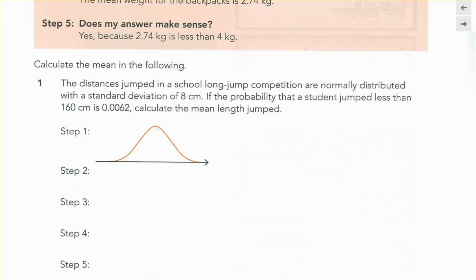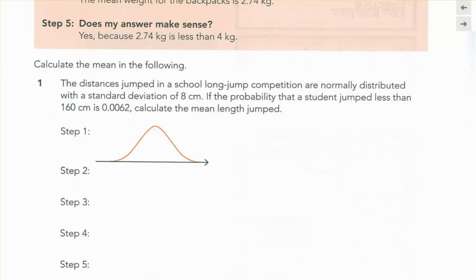Right, this is page 44. We're using Z to calculate the mean. So these are questions finding the mean or the standard deviation. We start by finding the mean. So you could pause and read the question on page 44. If the probability that a student jumped less than 160 centimetres is 0.0062, calculate the mean length jumped.